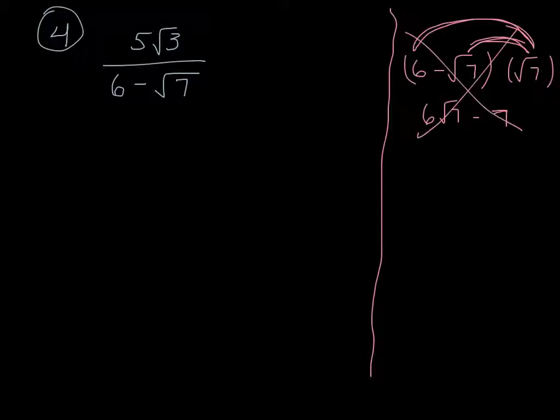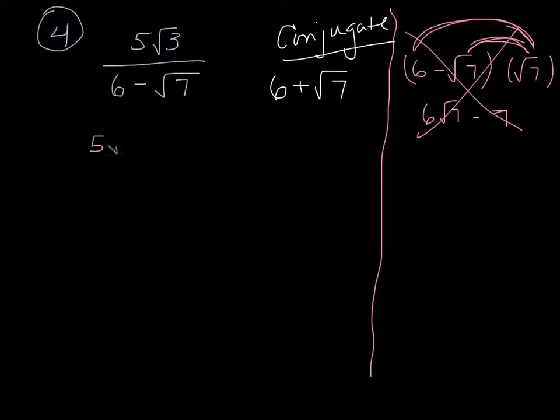So what we're going to do here is multiply by what we call the conjugate. Okay, a conjugate expression is simply the opposite sign of our initial expression. So in this case, the conjugate here would be 6 plus radical 7. If the problem started with 6 plus radical 7, the conjugate would be 6 minus radical 7. So let's take a look. Let's start over here. We go 5 radical 3 over 6 minus radical 7. What are we going to do? We're going to multiply that times 6 plus radical 7 on the top, 6 plus radical 7 on the bottom.